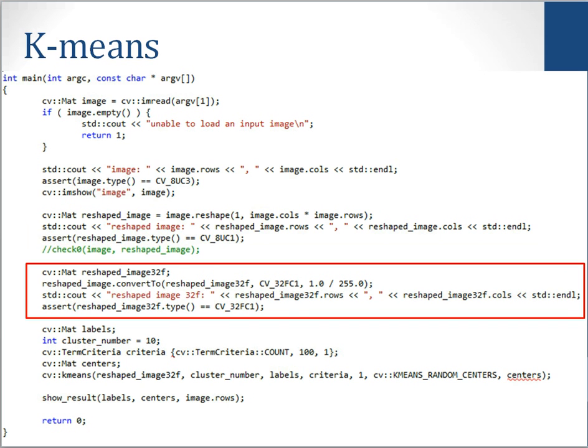Let's take a look at the next block. Here we are also creating another reshape image, but this time it is a 32-bit float. Why is this? This is because the k-means function that we're going to use later on also requires a matrix that consists of floating point elements. So this is why we also need to create a different matrix, and we convert it by using the convertTo function, as you can see here. Again, this reshape image must be converted into a floating point image by applying the function that you can see here.